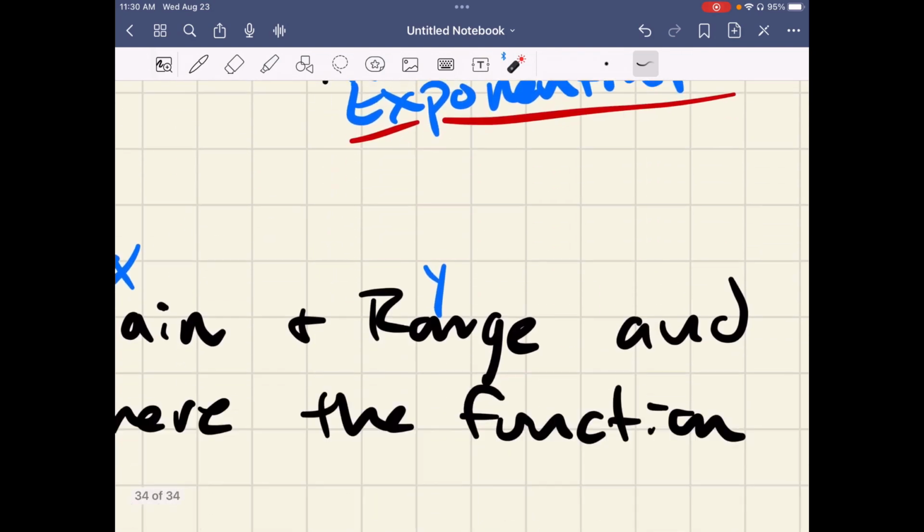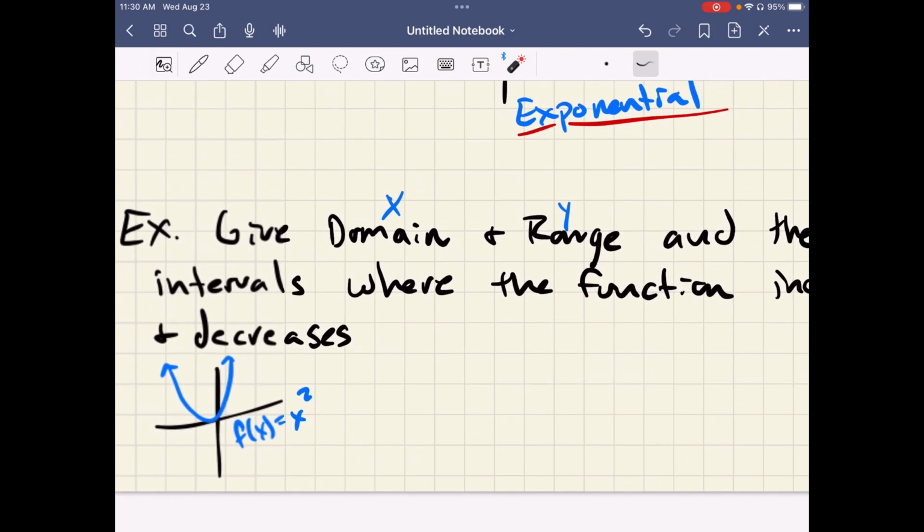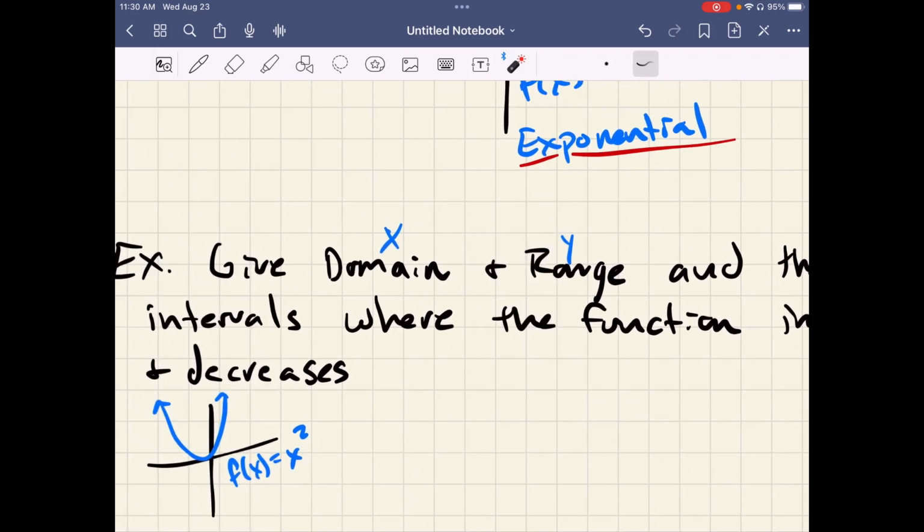All right, so now let's look at the quadratic function here. We know that the quadratic function is this parabola U shape, right?